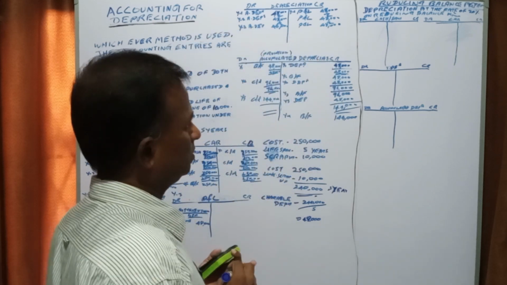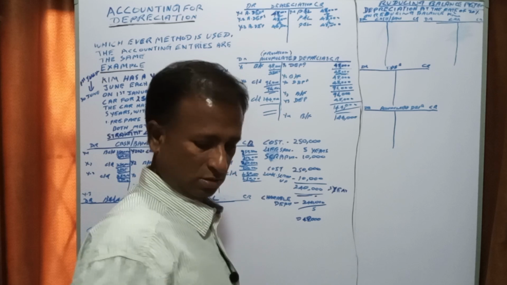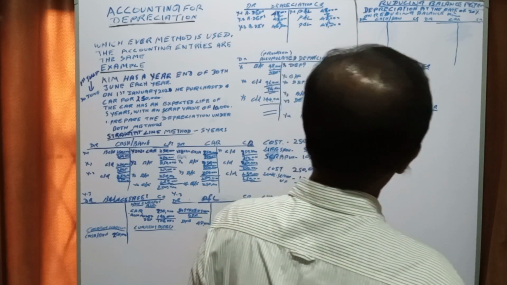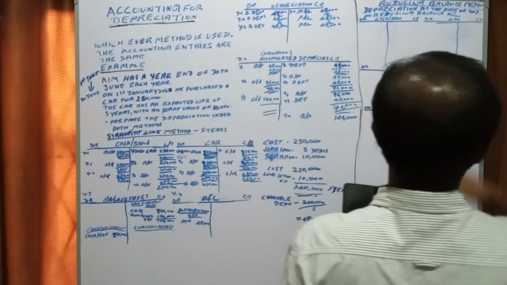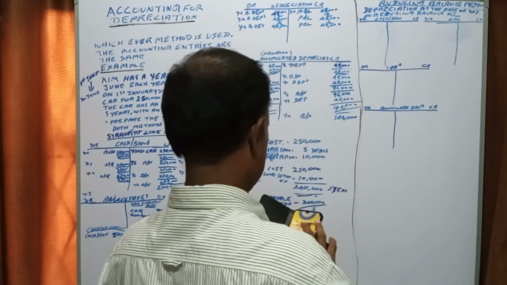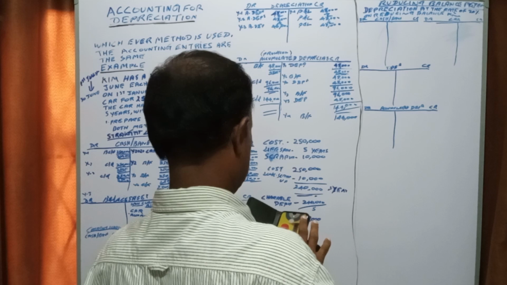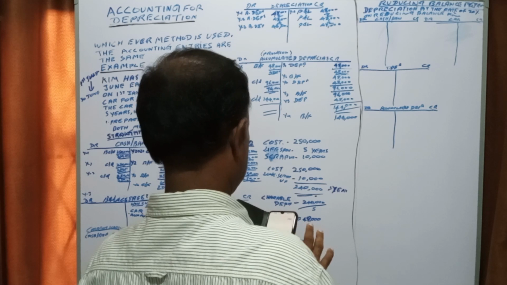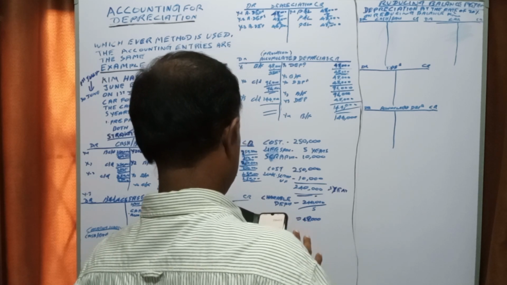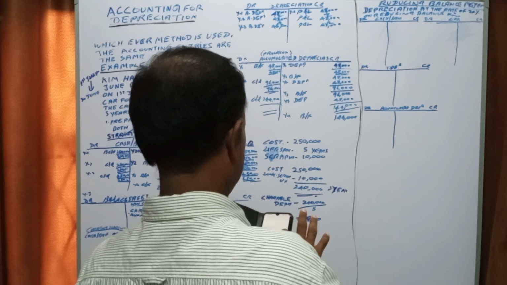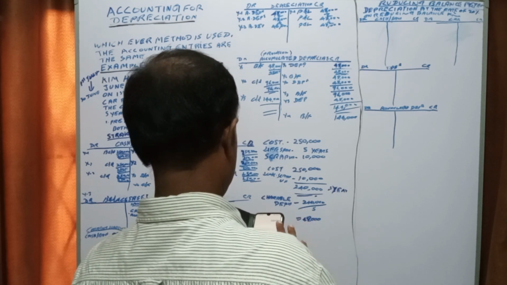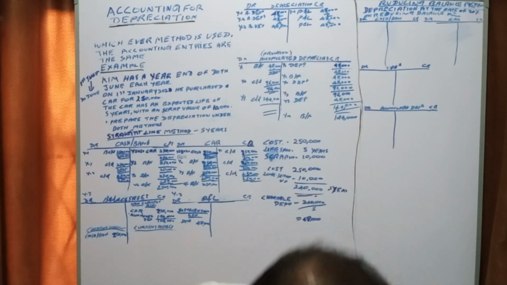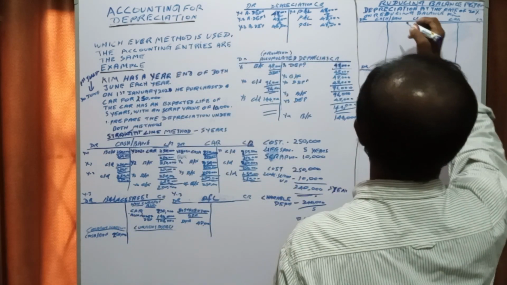Okay. In this way, we have to say year one. What is the depreciation at the rate of 20% on cost? 250,000 into 0.2, 240,000 into 0.2 is 48,000. First year, the depreciation charge is 48,000, right?